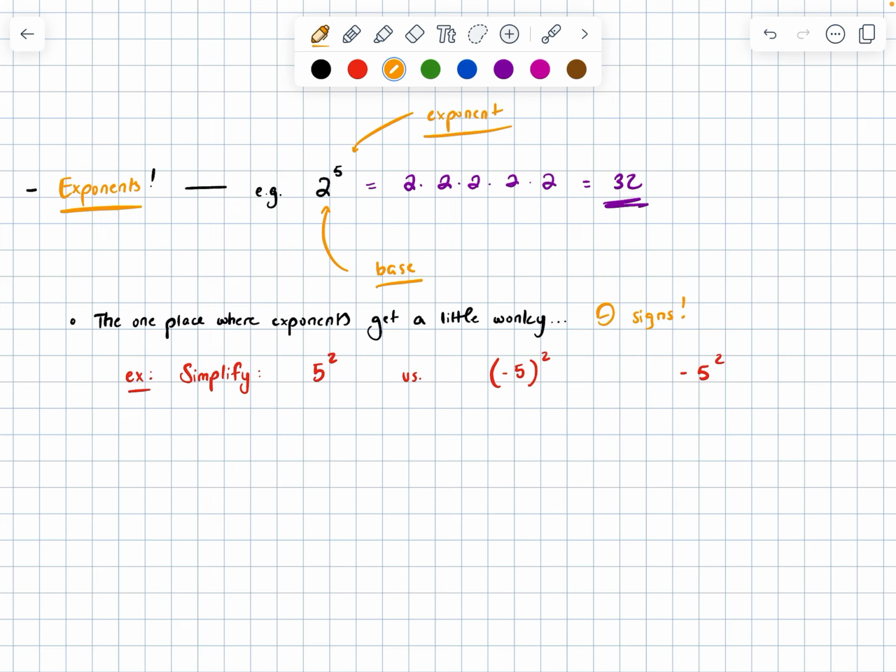So something in parentheses, we often say the quantity. So we'll say the quantity, negative 5 squared, and then negative 5 squared without the parentheses. Take a risk, take a chance, take 30 seconds, take a minute. How do you think the process of simplifying each of these expressions might look a little bit different? And the hint that I'll give you is you might want to think about order of operations in some way. Go ahead, pause the video, see what you come up with. Have fun.